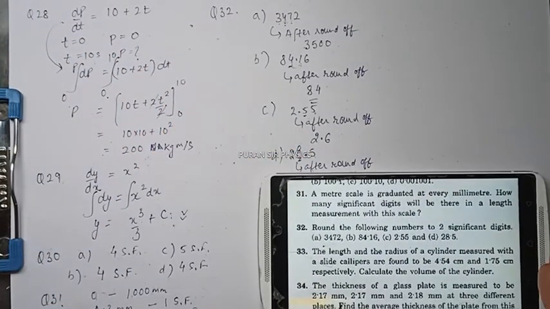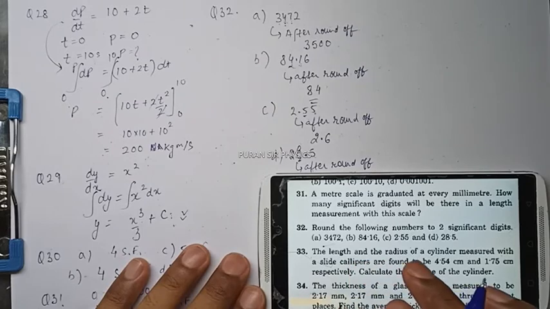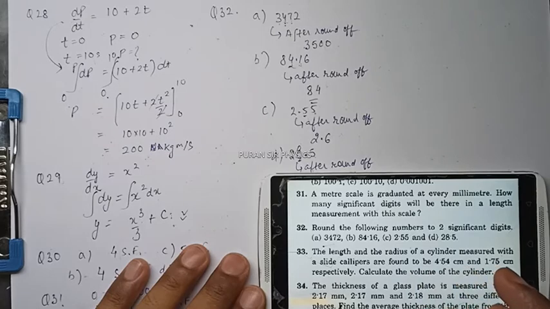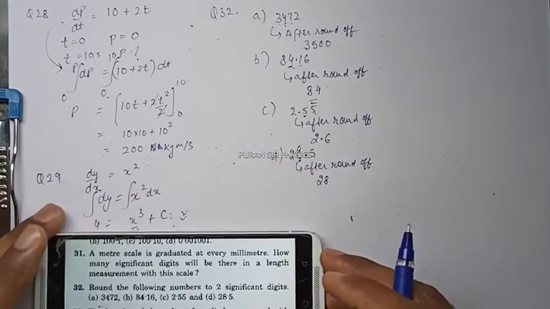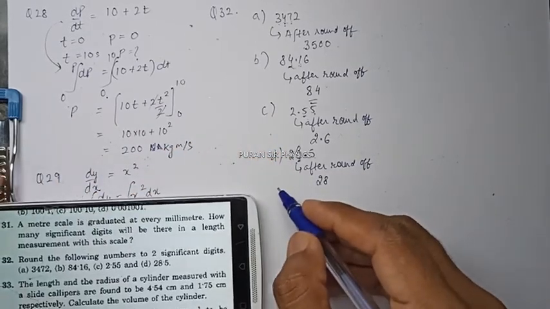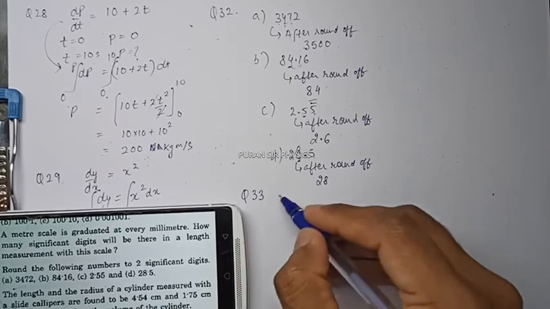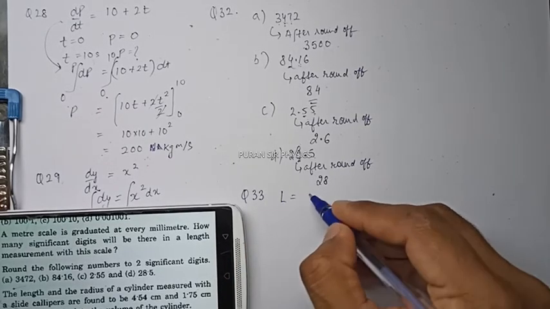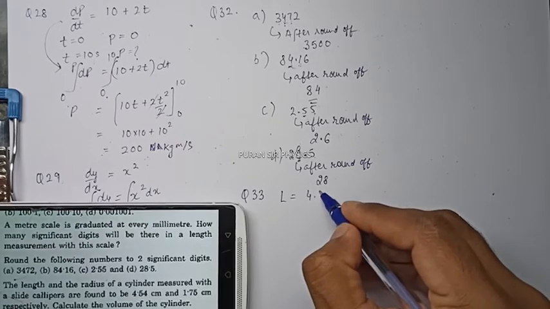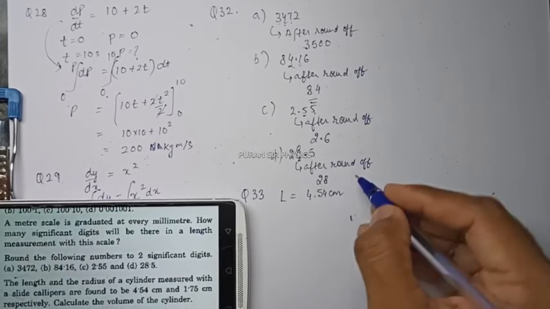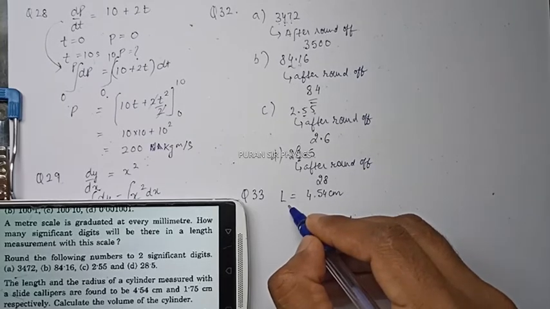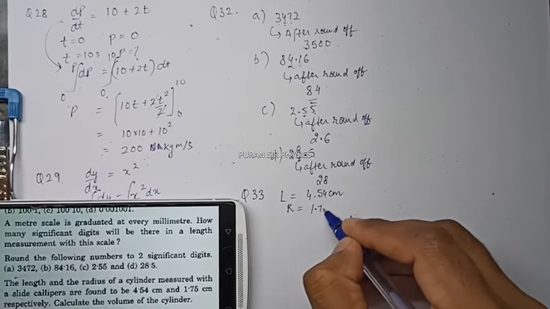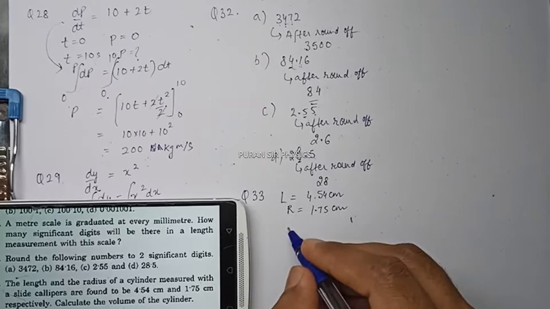In question number 33, the length and the radius of a cylinder measured with a slide caliper are found to be 4.54 and 1.75 centimeter. Calculate the volume of the cylinder. So we have given the length of the cylinder, that is 4.54 centimeter, and the radius, that is 1.75 centimeter, and we have to calculate the volume.